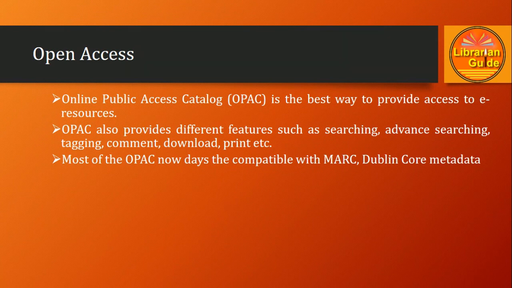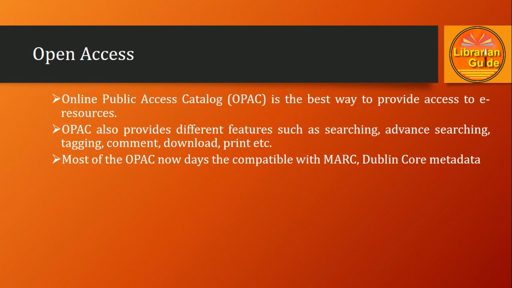Nowadays, online public access catalogs come with other features like tagging, comments, download, print, etc. And one of the most important features is that all the OPACs are compatible with MARC or Dublin Core metadata, where anyone can download the MARC record, and the best part is that the same MARC record can be used in the catalog of another library.